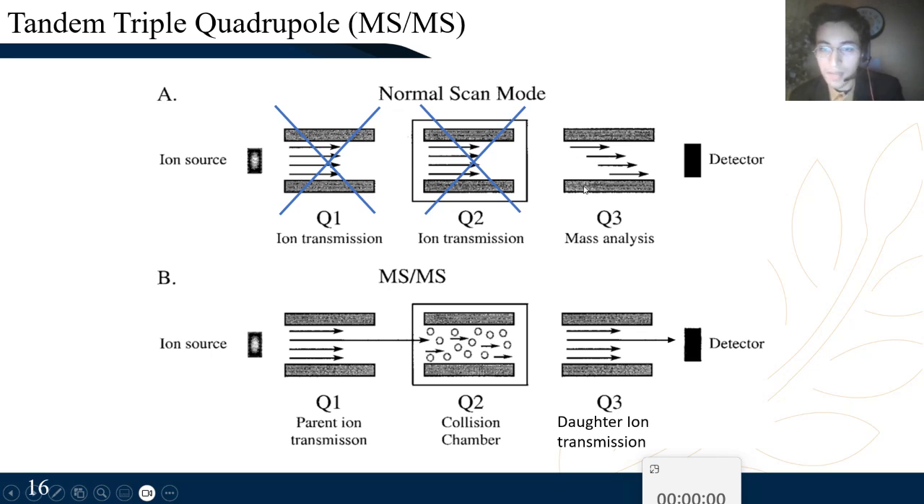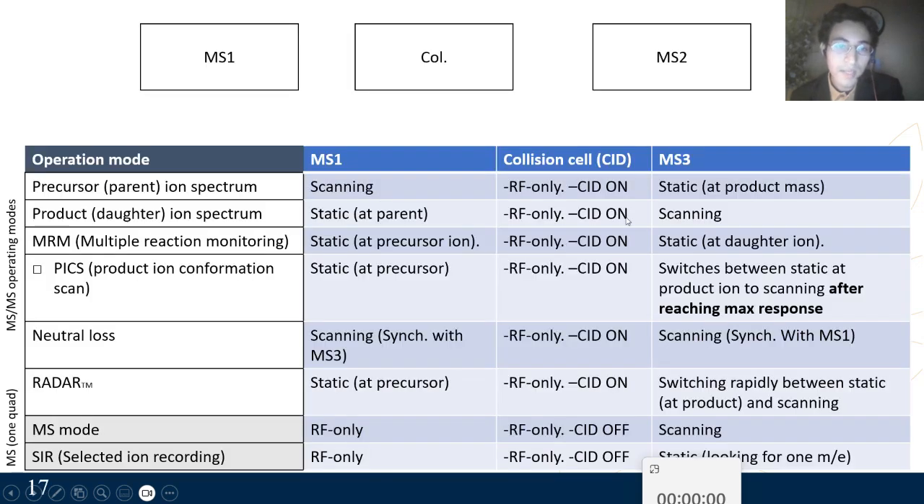Then here you have the scanning mode where you let a single ion through, then the one heavier than it, then the one heavier than that, and the detector gives you the intensity for each mass-to-charge ratio, which is also very powerful. So here are the different operation modes for a usual quadrupole.